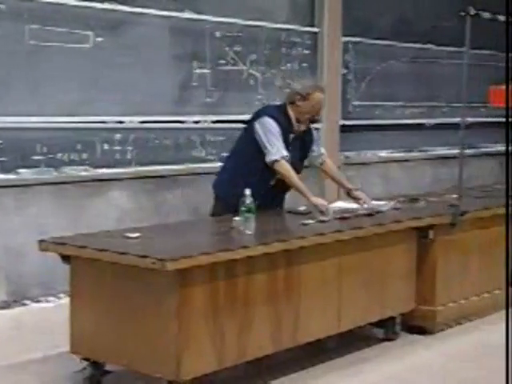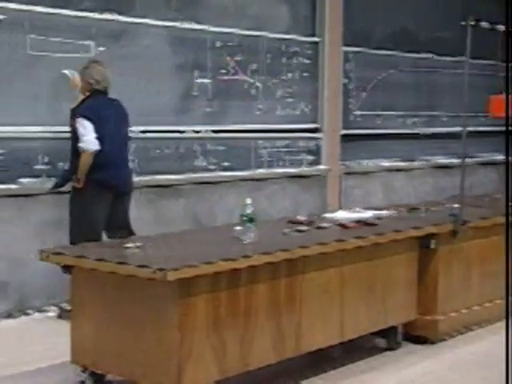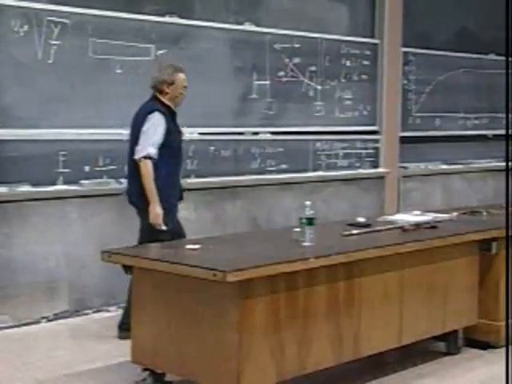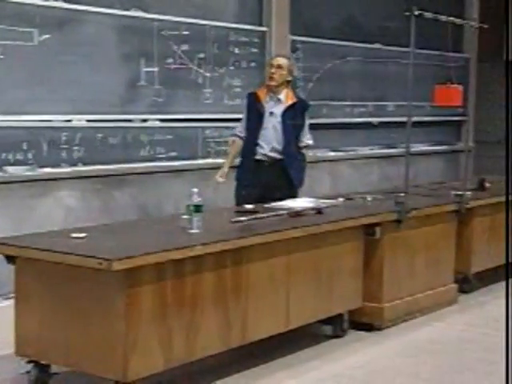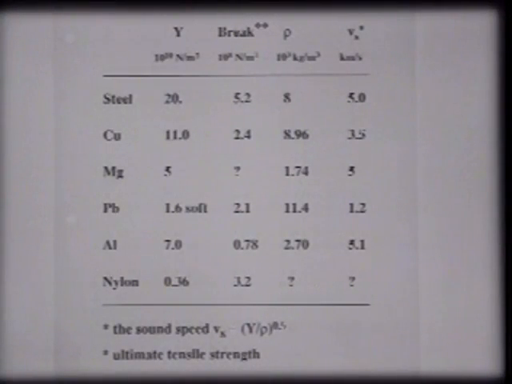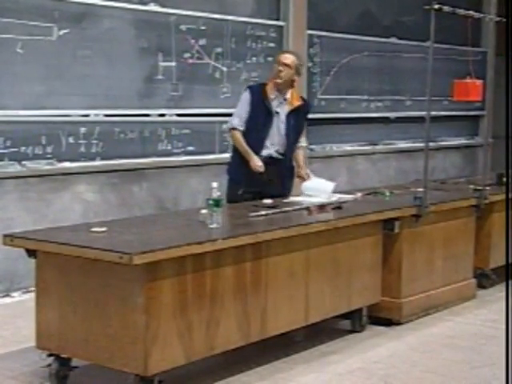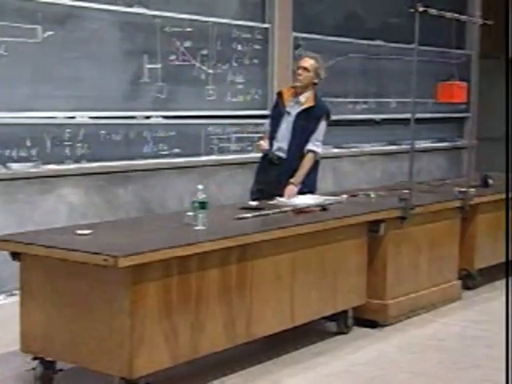I have here a magnesium bar, and the magnesium bar has a length L. I can calculate the speed of sound for magnesium by taking its Young's modulus, which is there, divided by rho, which is there, and I come up with a speed of sound which is about 5 kilometers per second. If you look at those numbers, they're all substantially higher than the speed of sound in air, which is only some 340 meters per second. So the speed of sound for magnesium is some 15 times larger than the speed of sound in air.